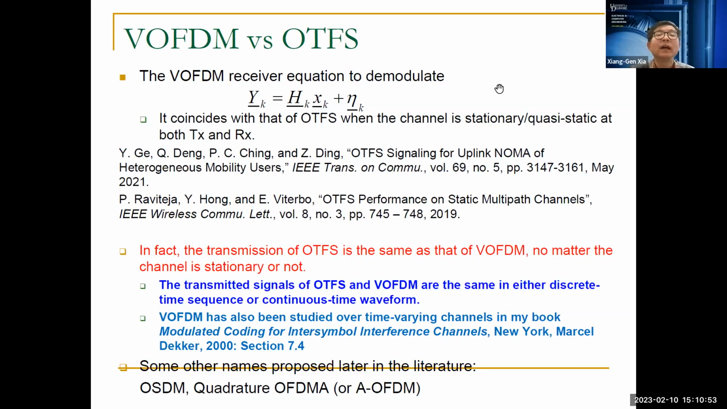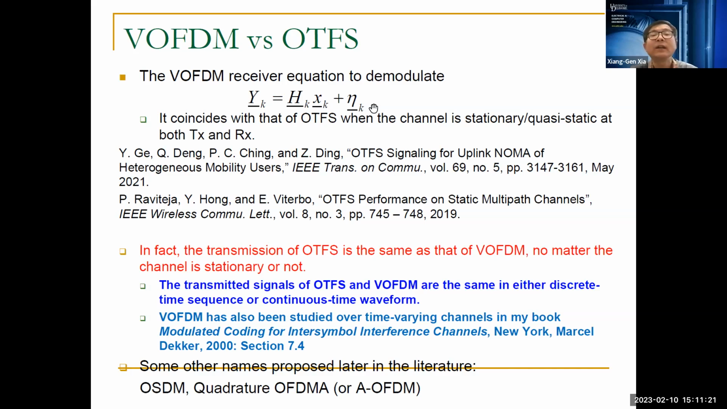In fact, VOFDM and OTFS are equivalent if the channel is stationary, not only for the transmitter but also for the receiver side. So in other words, VOFDM and OTFS are completely the same for stationary channels. And actually two papers already talked about that earlier. Because the transmission is exactly the same. It's very simple to see that the transmission is also exactly the same.